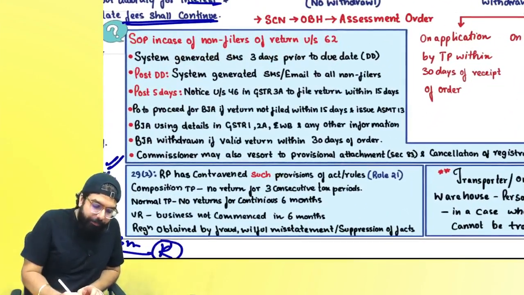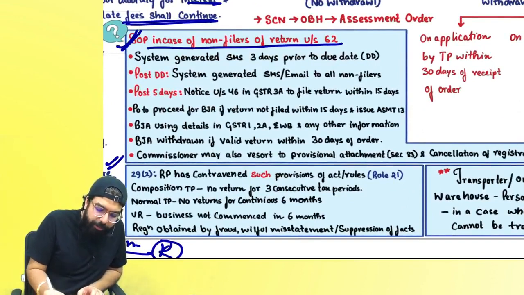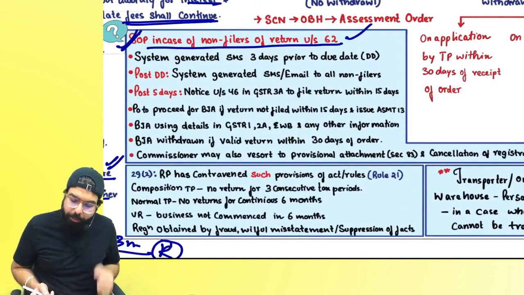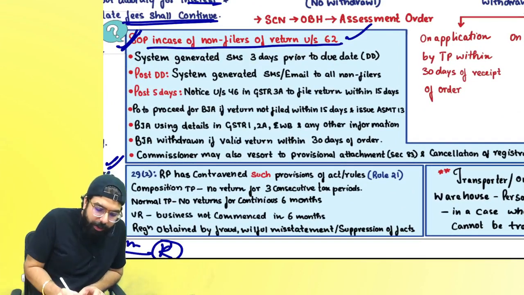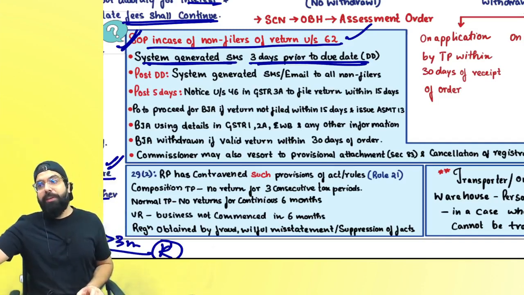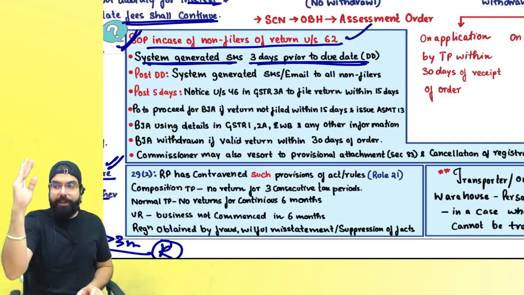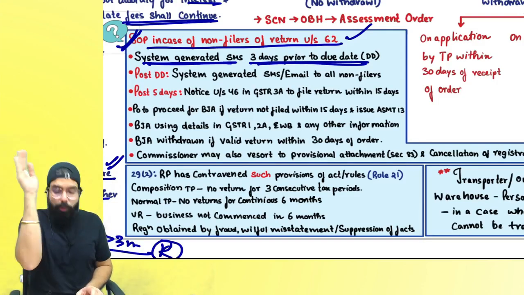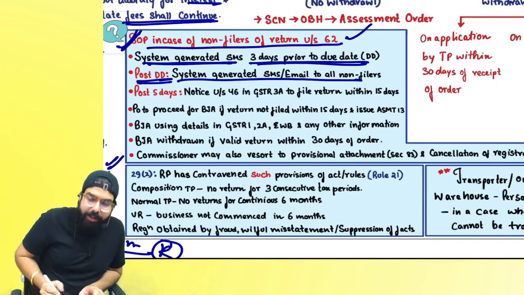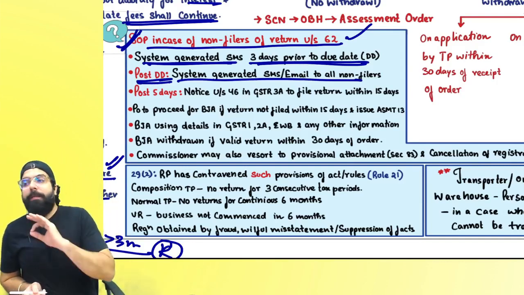Next, there is a standard operating procedure prescribed by the government under section 62 for non-filers of returns. Basically, 3 days before the due date, a system-generated SMS should be sent to all registered persons. Once the due date is over, a system-generated SMS or email is to be sent to all the people who have not filed the return.